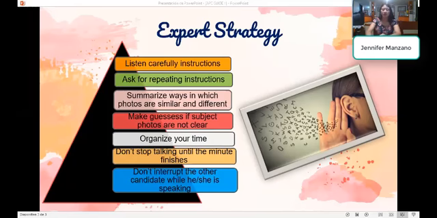Organize your time so you have the opportunity to do both parts: compare, and then give a personal reaction. Also, don't stop talking until the minute finishes, because if it finishes, the interlocutor will say thank you. And finally, don't interrupt the other candidate when he or she is speaking. You have to listen carefully, because then you will have to give a brief answer in around 30 seconds.